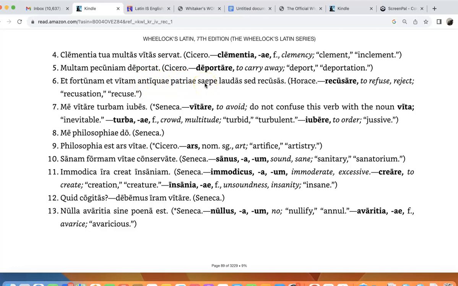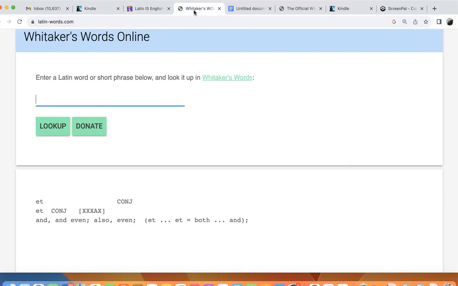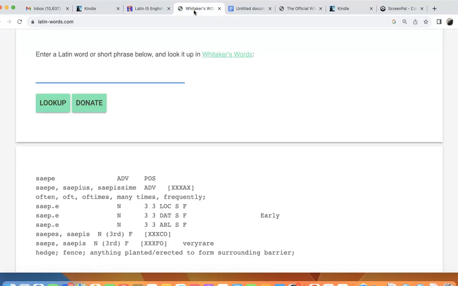Saepe means often, so that is an adverb. Once again, I'm not doing this for me, I'm doing it for you. I'm looking it up. I had to look all these words up myself at one time in order to remember them. So sure enough, saepe is an adverb.